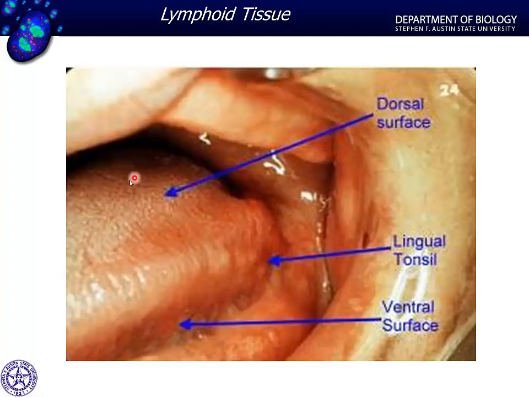So here we have the dorsum of the tongue where we have all of our papillae. Here we have the ventral surface, and right on this more distal posterior third of the tongue in the back, right on the edge, we're going to see these folds that are going to be our lingual tonsils.